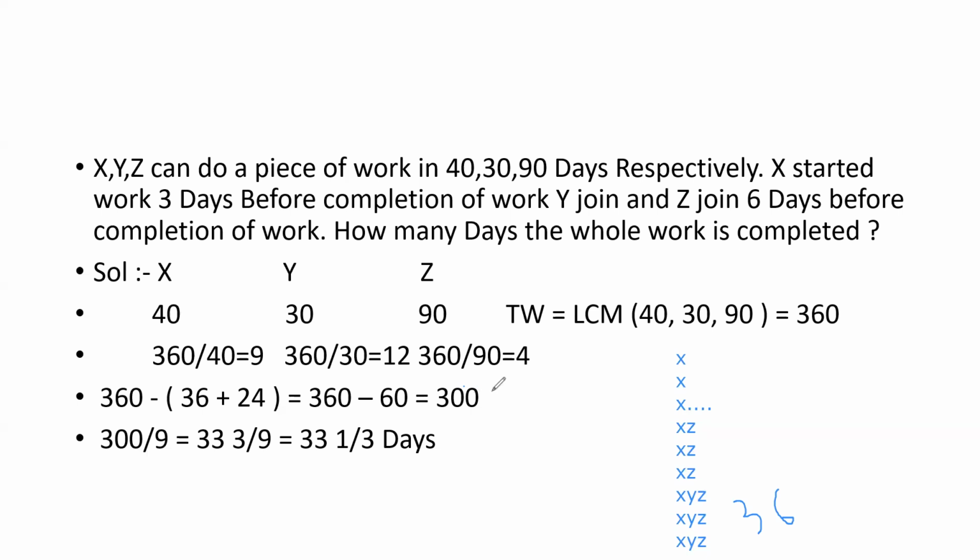These entire 300 units can be done by X only. Therefore, X in 1 day can do 9 units. Then in how many days can 300 units be done? 300 by 9 equals 33 and 1 by 3 days.